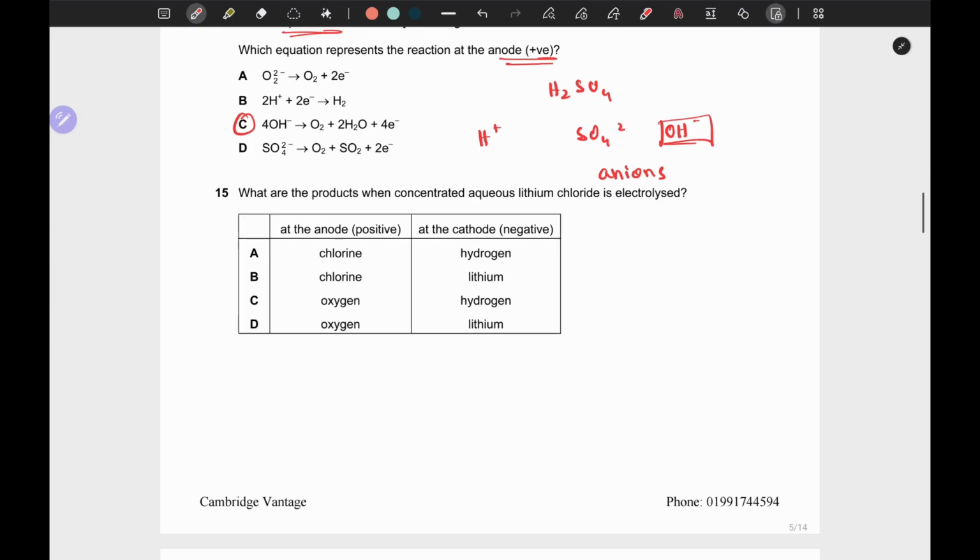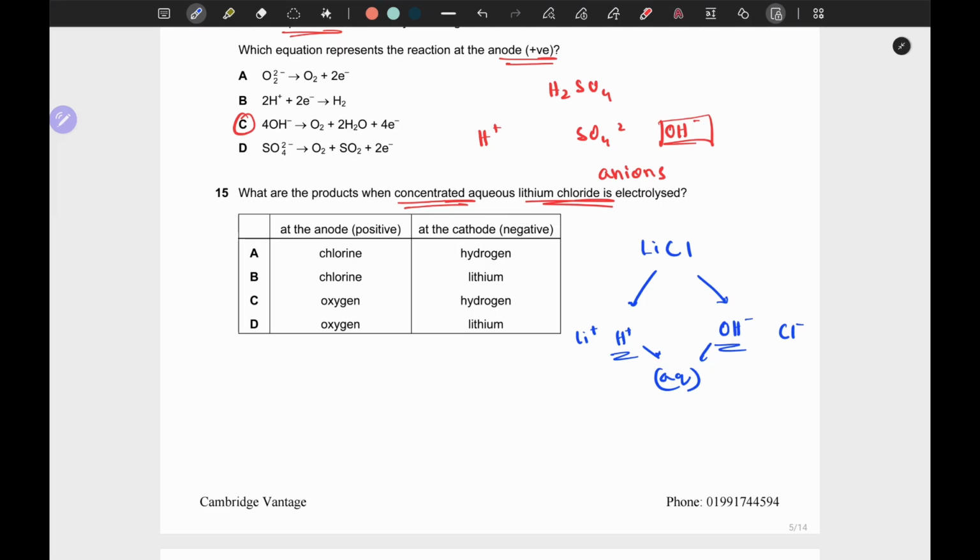Number 15. What are the products when concentrated aqueous lithium chloride is electrolyzed? So when it's concentrated, let's just write down the formula. So lithium chloride, the ions present, the cations will be Li plus and H plus. The anions will be OH minus and Cl minus. The H plus and OH minus is because it's aqueous.